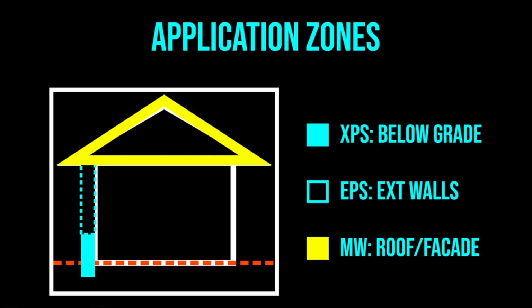For perimeter insulation below the frost line, XPS is the technical standard due to its zero capillarity and high compressive strength. In standard external thermal insulation composite systems, EPS is frequently used because it is cost-effective, easy to cut, and provides a stable substrate for thin-coat renders. For ventilated facades, where fire safety and breathability are paramount, mineral wool is the preferred material.